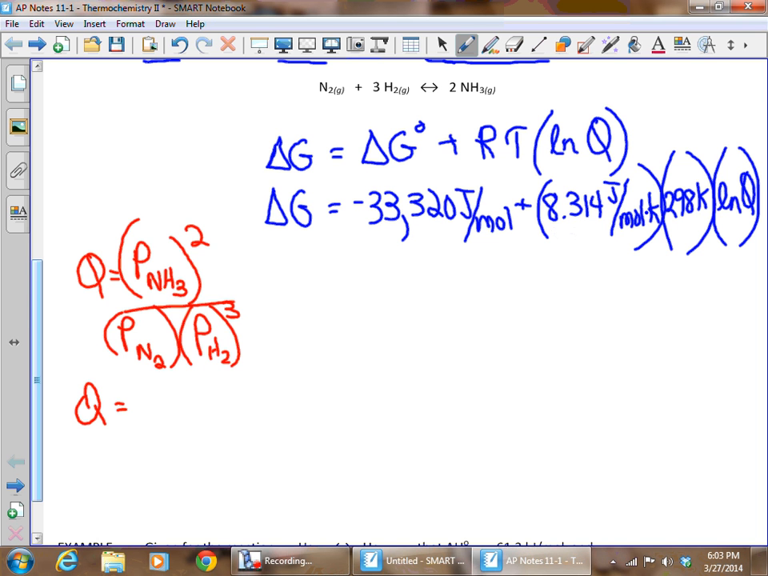It gave us the pressure of ammonia as 1.0 atmospheres, the pressure of nitrogen as 1.0 atmospheres, and the pressure of hydrogen as 3.0 atmospheres, and that has to be cubed. So we're looking at 1 divided by 27, which is 0.037.